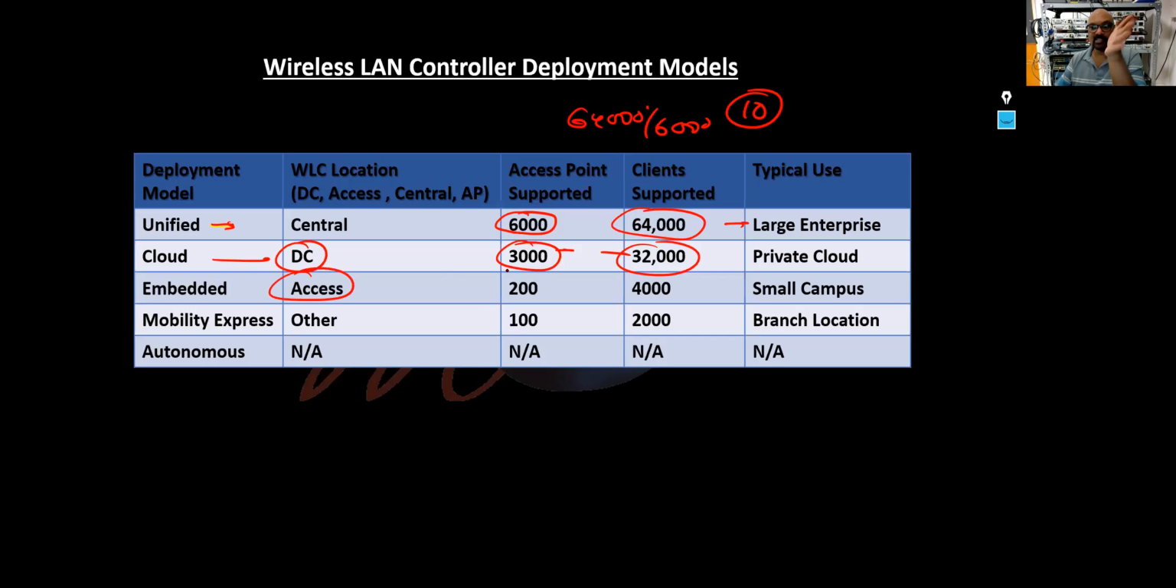An embedded access point is a smaller unit, right? I have only 200 access points with 4,000 users. It's about 20 users per access point in this small campus. It is for large enterprises, private cloud. What I have is 100 access points. It can also control 2,000 employees, branch location. Autonomous, you don't need these figures though. It's individual. What we all use at home is autonomous. You understand?